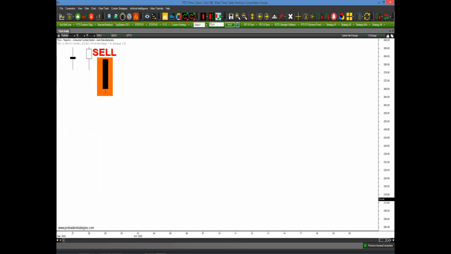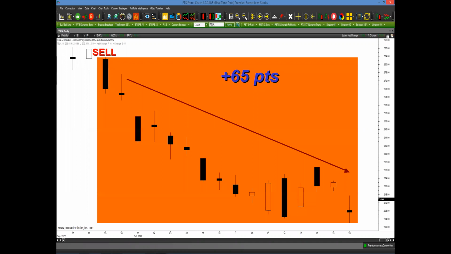Here was a sell in Tesla. This was coming into this month in October, okay? Sell signal, and we've seen Tesla fall out of bed 65 points since that happened.